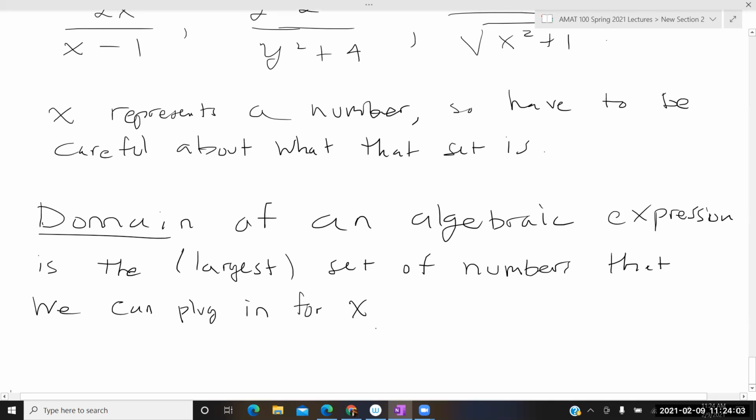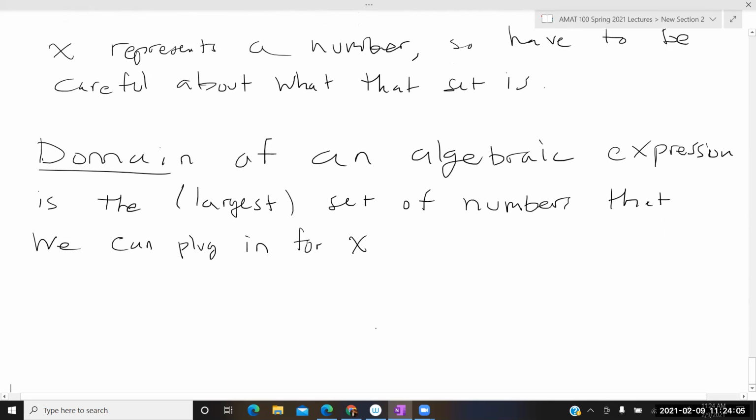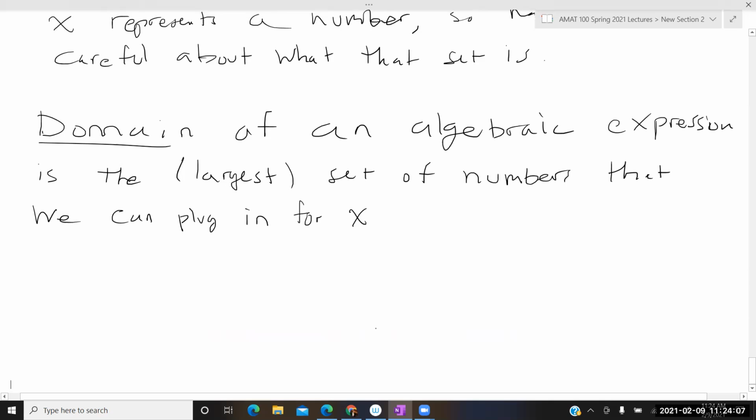So for example, with respect to rational expressions, we can't have division by 0. Division by 0 is not permitted. Or with square roots, because we're dealing with real numbers, we can't take the square root of a negative number. So this puts restrictions on what x can represent.